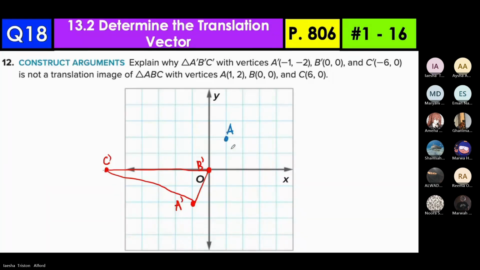B. Stay. C. Right 6 and stay. 1, 2, 3, 4, 5, 6, and stay. So this is C. It wants to know why this is not translation. This is not translation. Why?